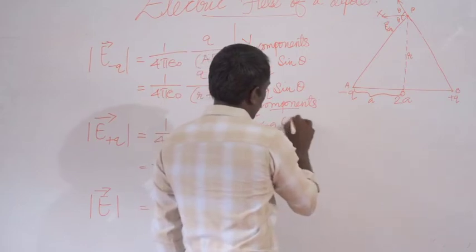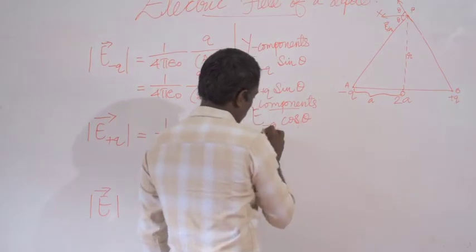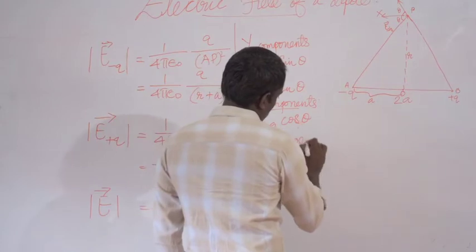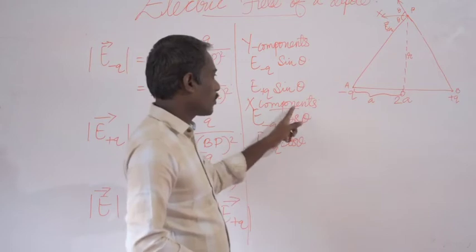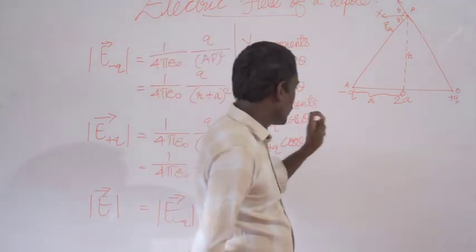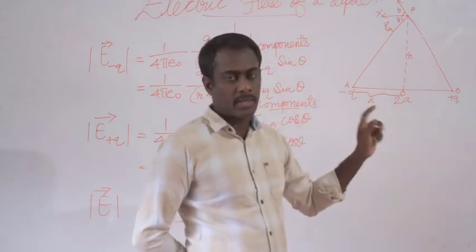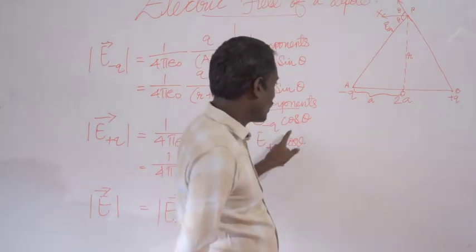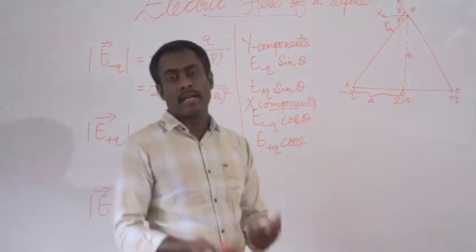Minus q cos theta, E plus cos theta. These are the x components, and these two components are equal in magnitude and directed along the same direction. So what will happen? They will add up.